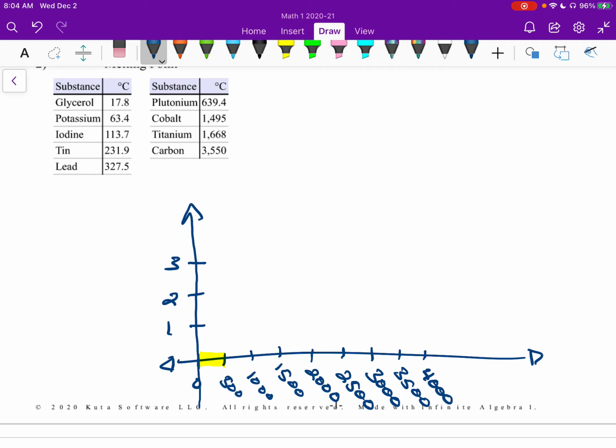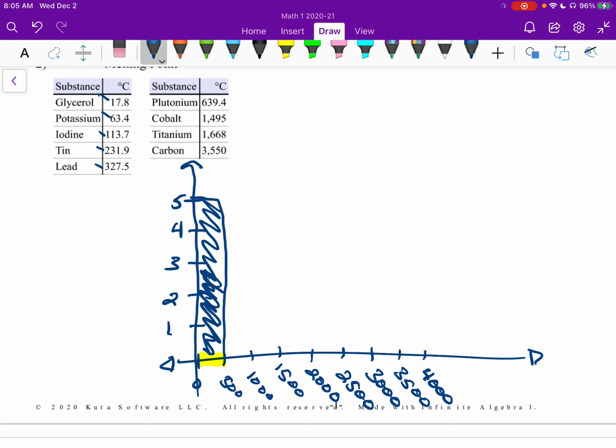So how many numbers are between 0 and 500? Well, I have 1, 2, 3, 4, 5. 5 numbers between 0 and 500. So I guess I need to go all the way up to 5 here. 3, 4, 5. So between 0 and 500, I go all the way up to the 5. And I draw on my bar.